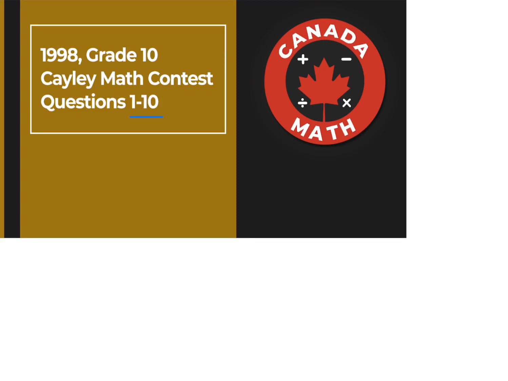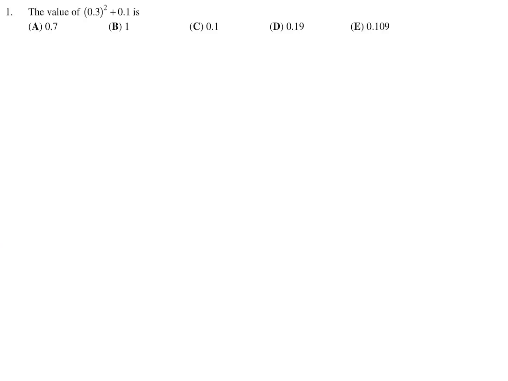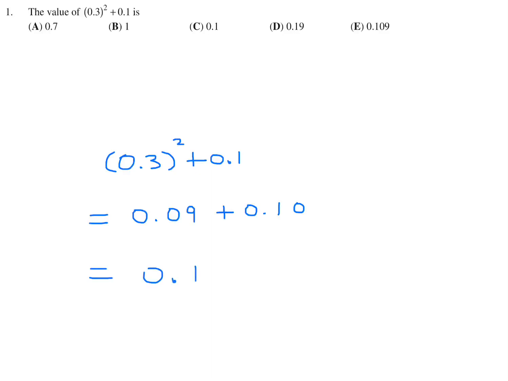Questions 1 through 10 of the 1998 grade 10 Cayley math contest is what I will discuss in this video. So the first question states 0.3 squared plus 0.1 is equal to. Well, 0.3 squared is 0.09 plus 0.10, and this would be, of course, 0.19. So the answer is D.